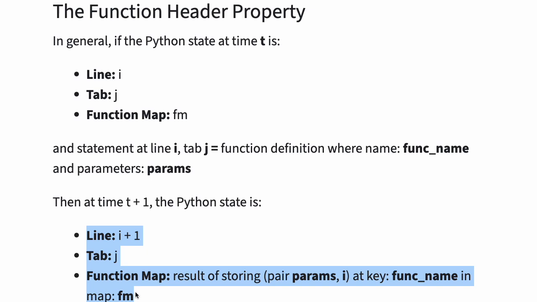Python doesn't need to store the tab number of the function header since it is always 0. LWPython does not allow inner functions.